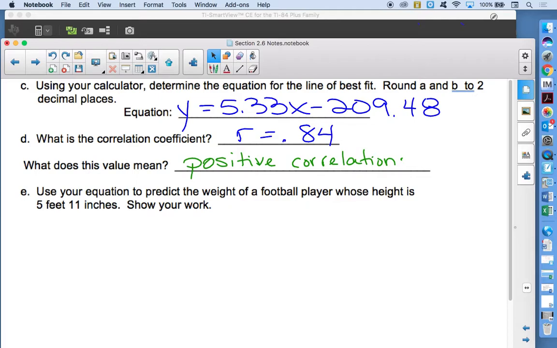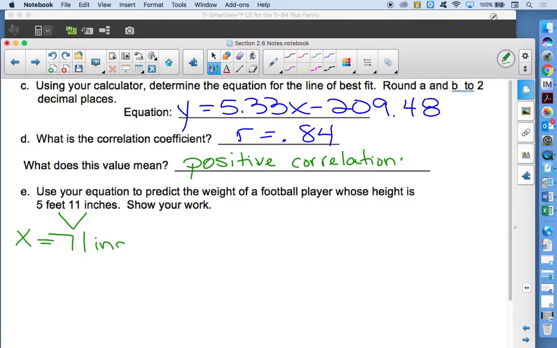So for E, it wants you to use this equation to predict the weight of a football player whose height is 5'11". So if I'm 5'11", and I'm a football player, how much should I weigh? That's what we're trying to find here. So what do we need to do with 5'11"? Yeah, change it into inches because the data in the table is in inches. Do you know what 5'11" is as inches? 71 inches. And then do we plug that in for x or y in the equation? For x. Yeah. So x is 71 inches. So we're going to plug that in the equation and get its matching y value for the weight.